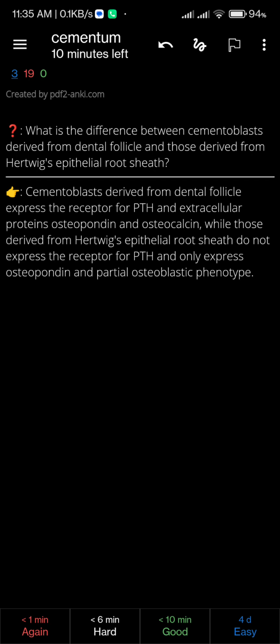So the cementoblasts derived from the dental follicle express receptors for PTH and extracellular substances like osteopontin and osteocalcin. Those derived from Hertwig's epithelial root sheath do not express the receptors for PTH and express osteopontin and a partial osteoblastic phenotype.